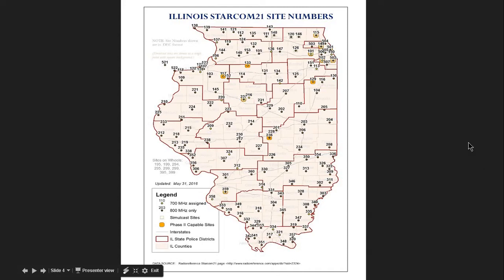This is a map of the Starcom sites and state police districts. You will notice the red lines are the state police districts. Dots are the 800 megahertz systems, and then the ones that have like a little yellow dot are actually the 700 megahertz sites, and then the ones that have the orangish yellow color around them are P25 Phase 2 sites. So those are the newer sites. Not all those sites are going to be Phase 2 anytime soon, from what I understand, because of the cost of upgrades.